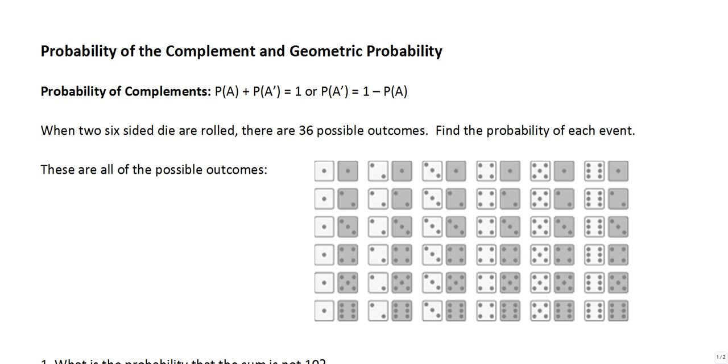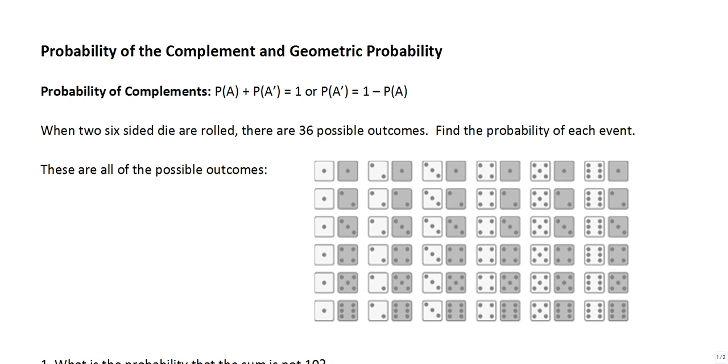So basically, complements are two different probabilities that will add up to 1. So for example, the probability of flipping a coin and landing on a head is 0.5. The probability of getting a tail is 0.5. 0.5 plus 0.5 is 1.